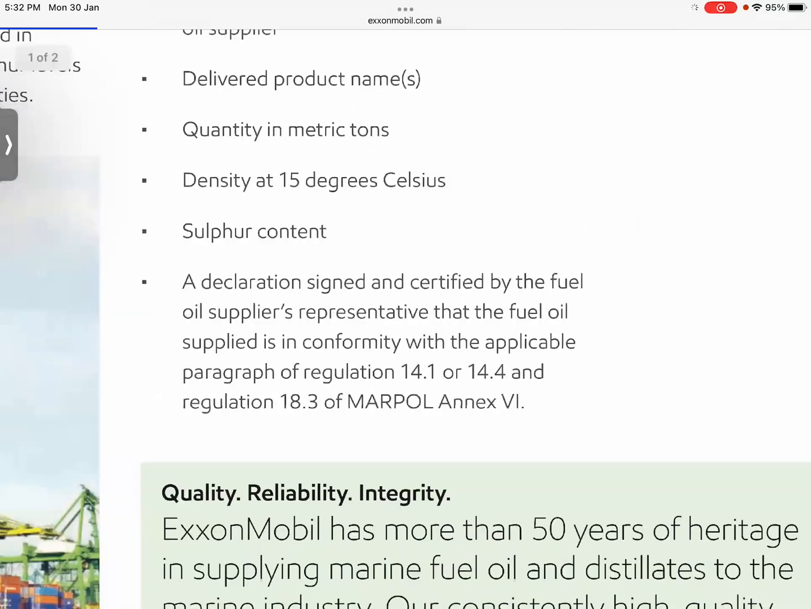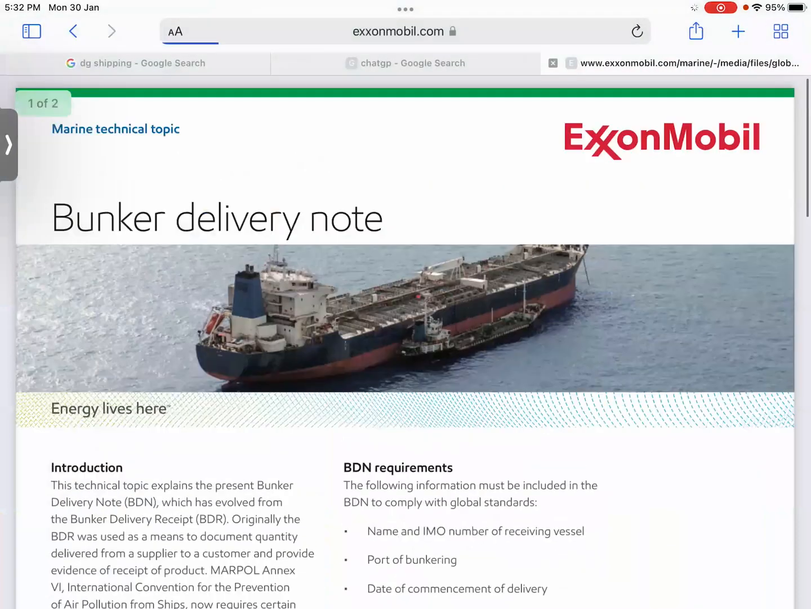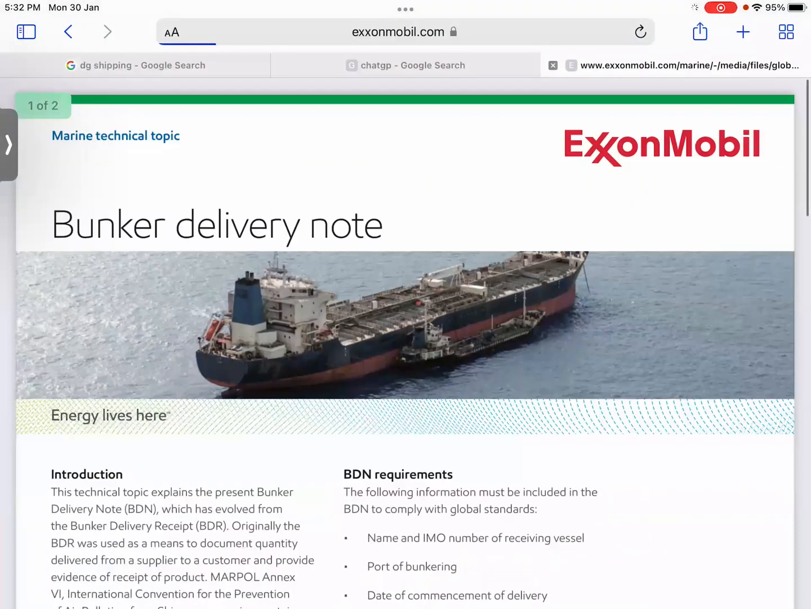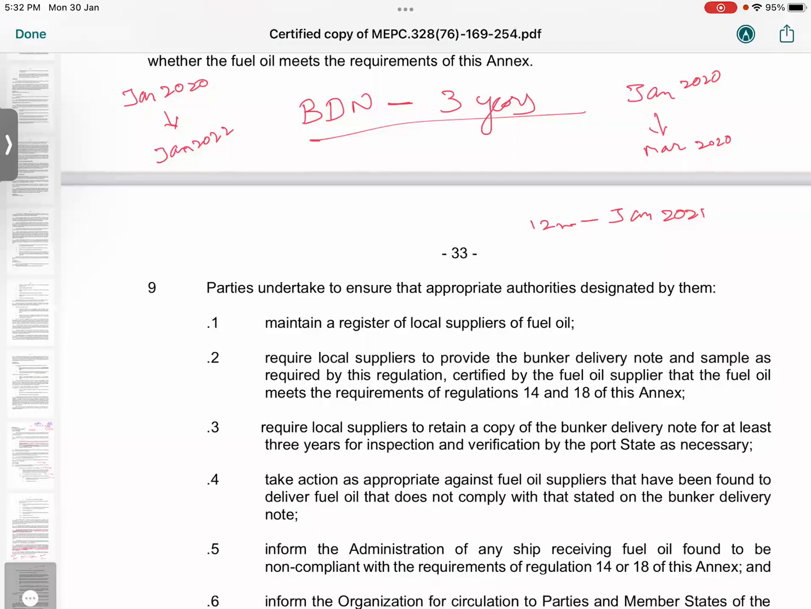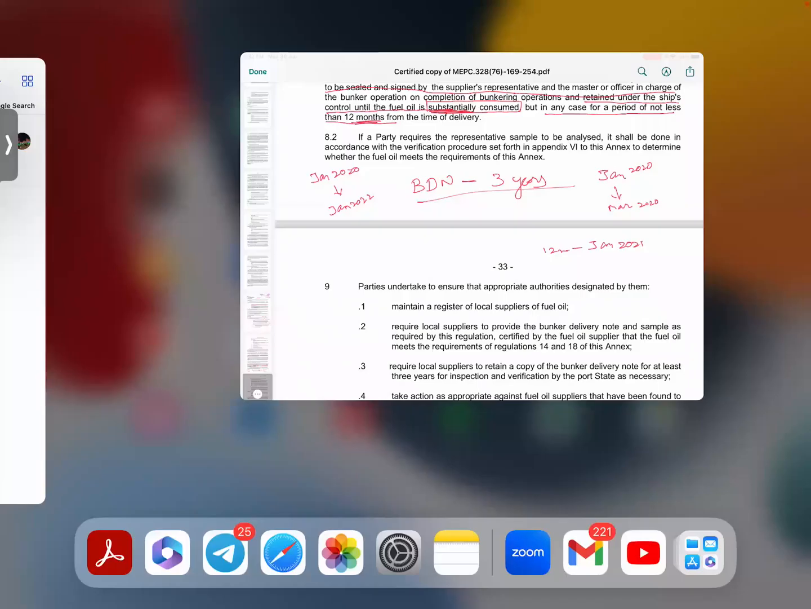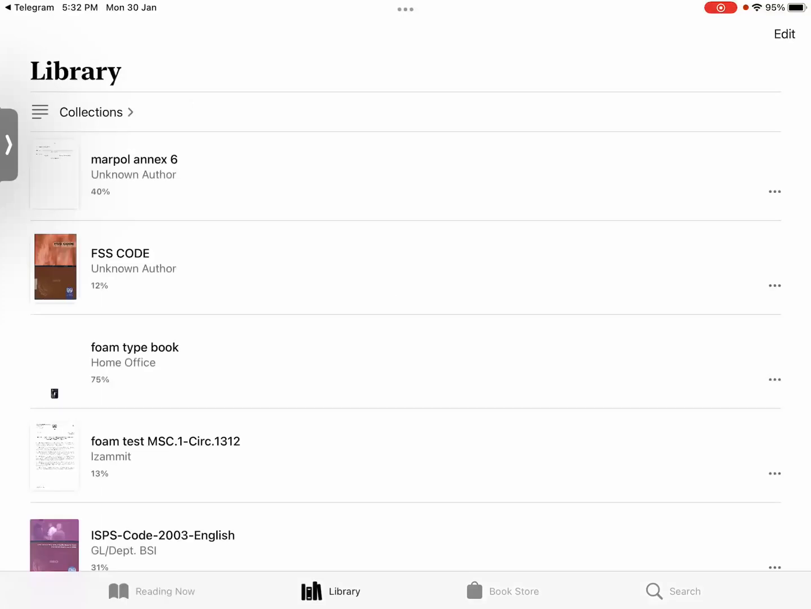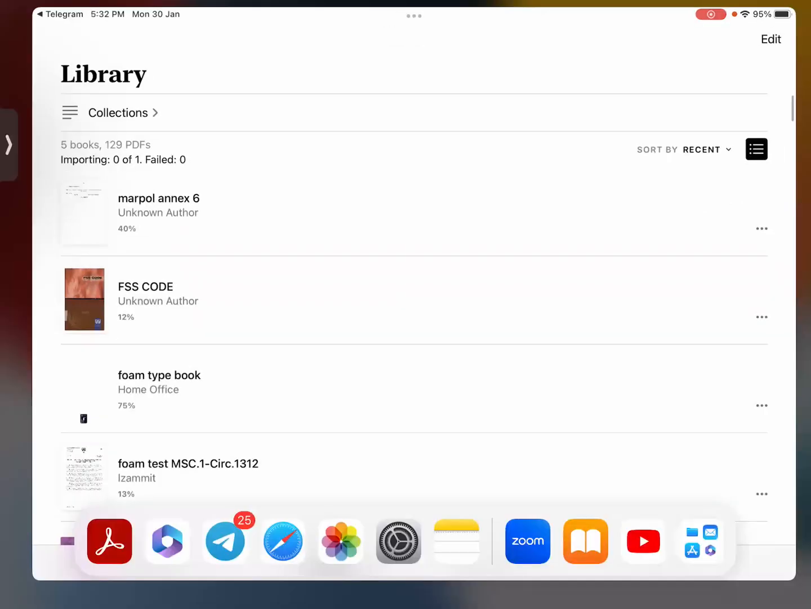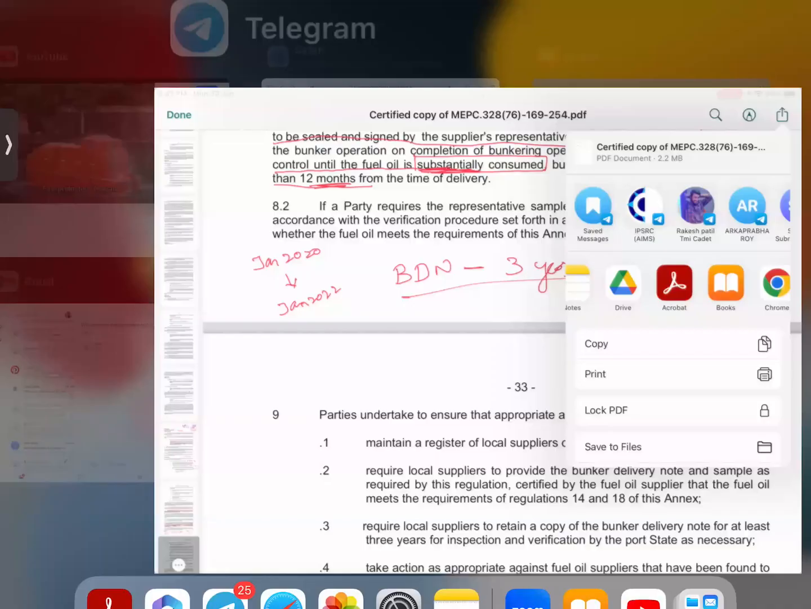And recently there is one more amendment related to BDN. Guys, can anybody tell me what is the latest amendment related to BDN? This happened just a short while ago. Yes, anybody? What is the latest regulation related to BDN? Did anyone hear something about a 70 degrees Celsius flash point? Yes sir, the flash point should be mentioned there and should be more than 70 degrees.